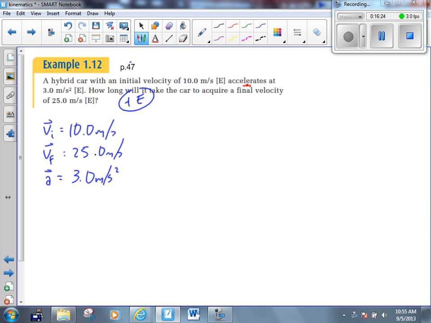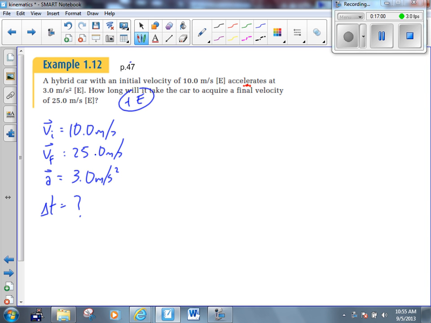Can you tell me what it is we're looking for here? How long will it take the car to acquire a final velocity of 25? What are we looking for here? Not the final time, but you're close. Just the time interval. Yeah, the total time interval, delta t. All right, so we have vi, we have vf, we have a, and we have t.